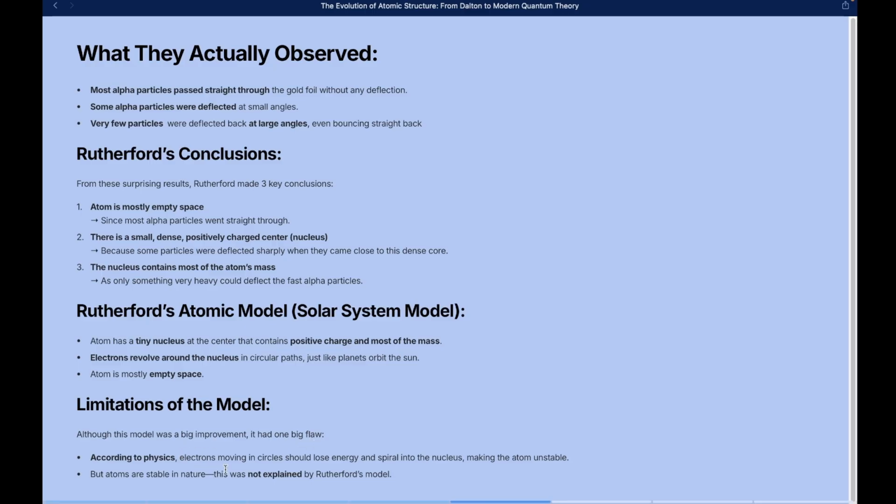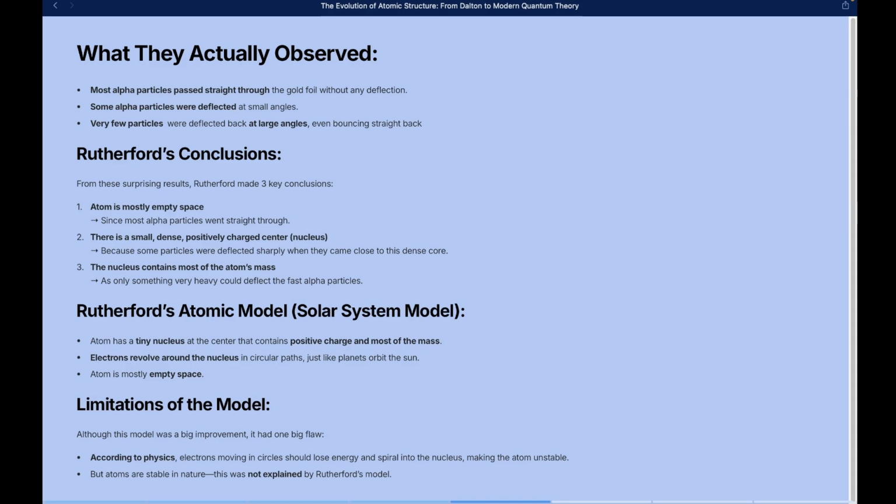According to physics, an electron moving in a circle should lose energy and spiral into the nucleus, making the atom unstable. But atoms are stable in nature. This was not explained by the Rutherford model. Now we have seen the shortcomings of the Rutherford model. Let's move to the next major development, Bohr's atomic model.